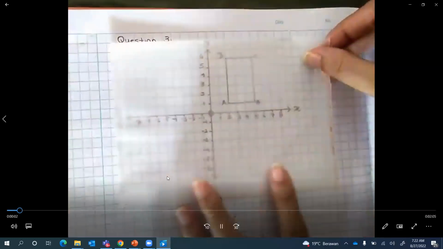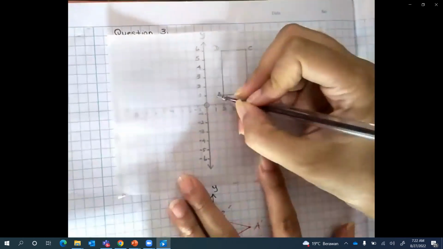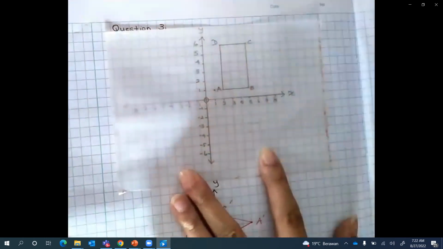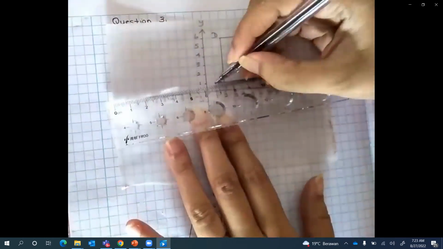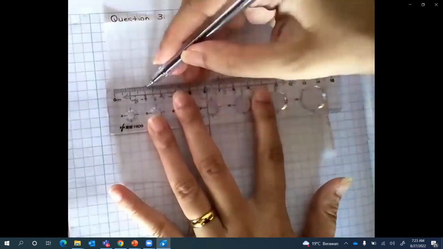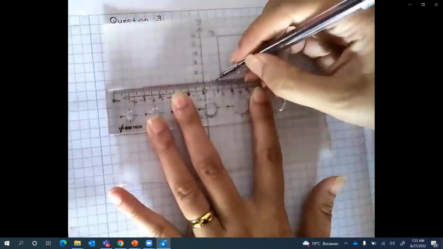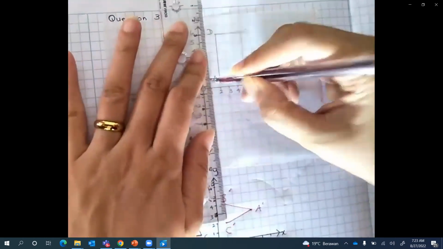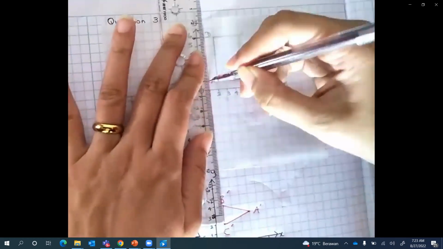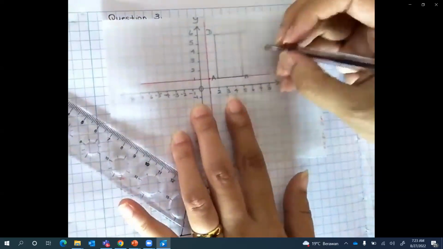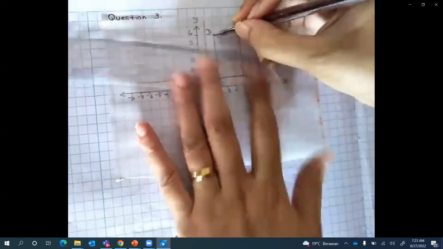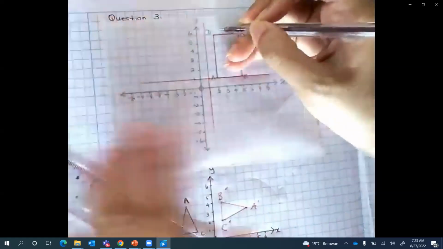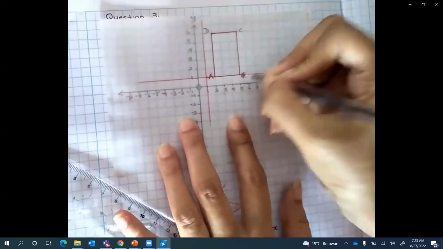You have to keep your tracing paper on the coordinate plane and first mark the center, that is 1, 1 in the question. That is the center that we have to take to do the rotation. Then draw two perpendicular lines like this. As it is not the origin, the perpendicular lines are not going along the X and Y axis. Then you have to trace the shape on your tracing paper and also trace the names of the points, A, B, C, D.